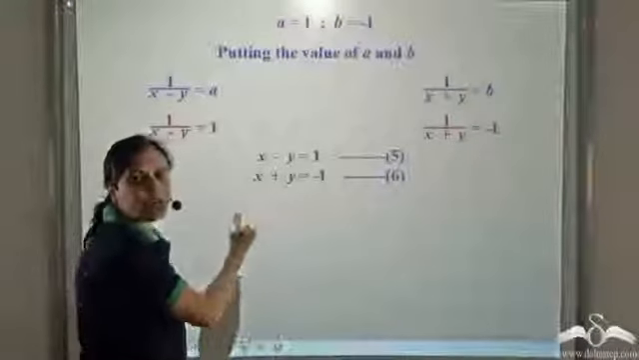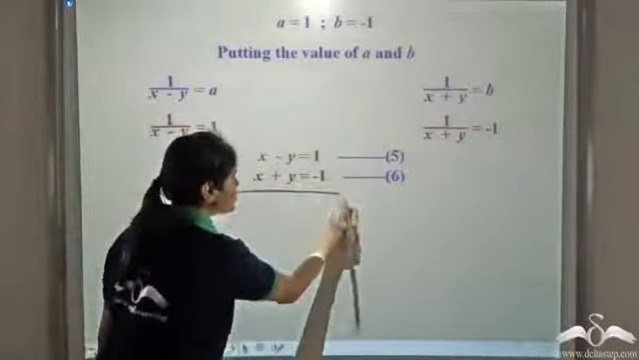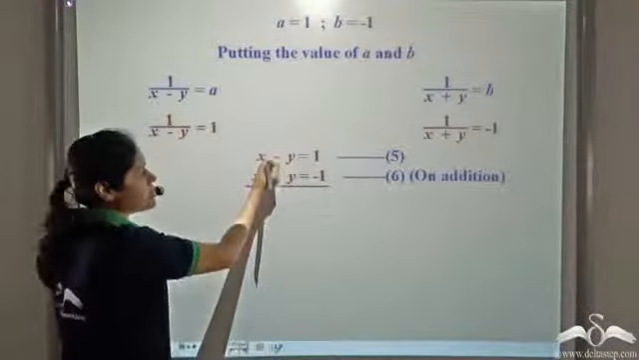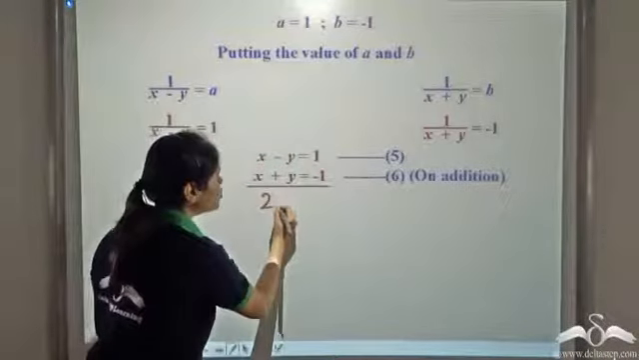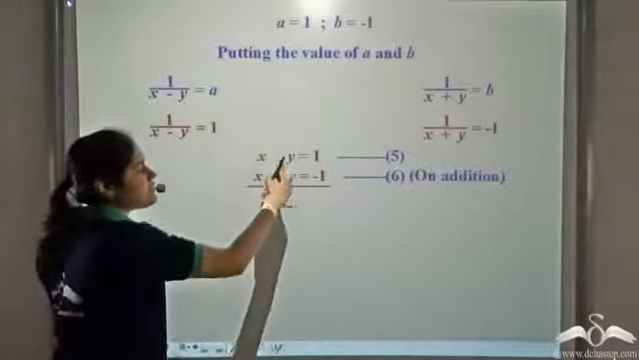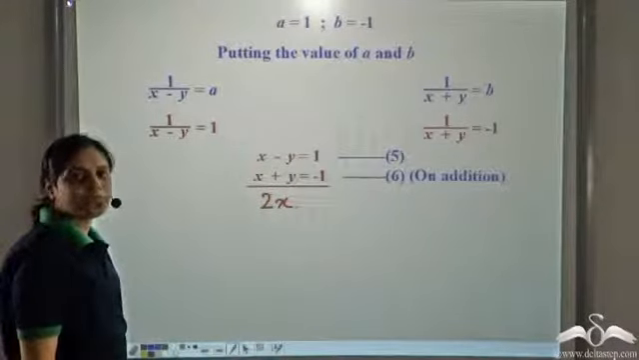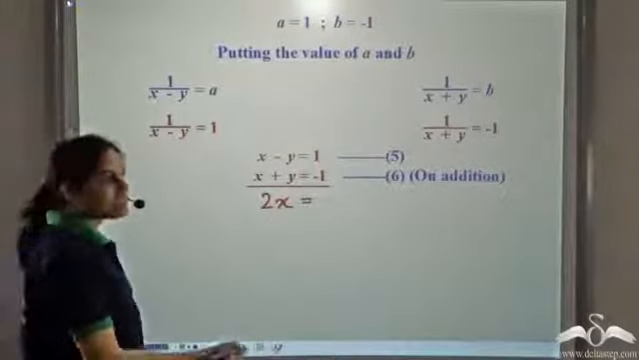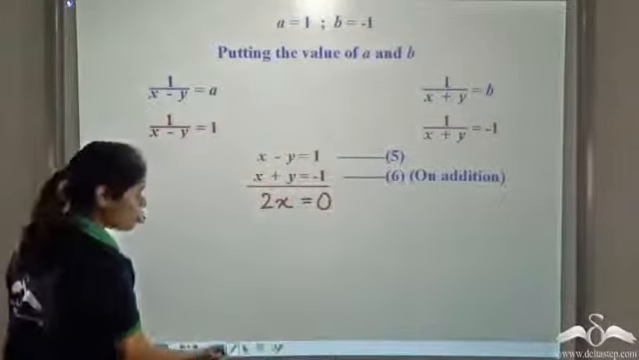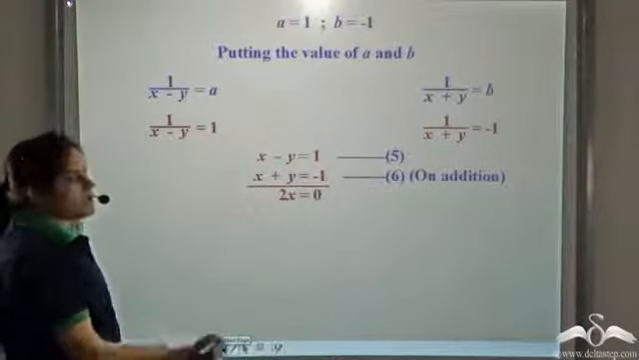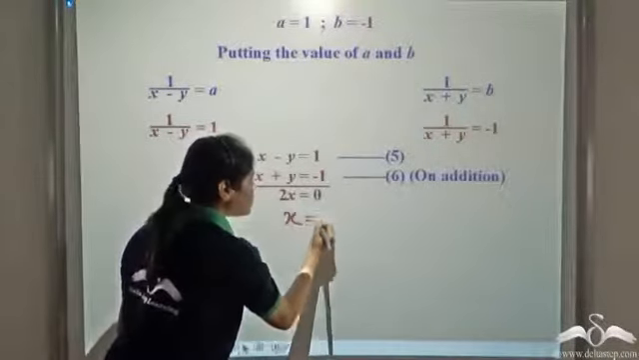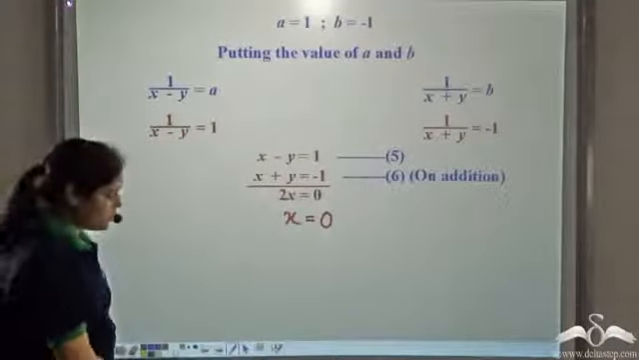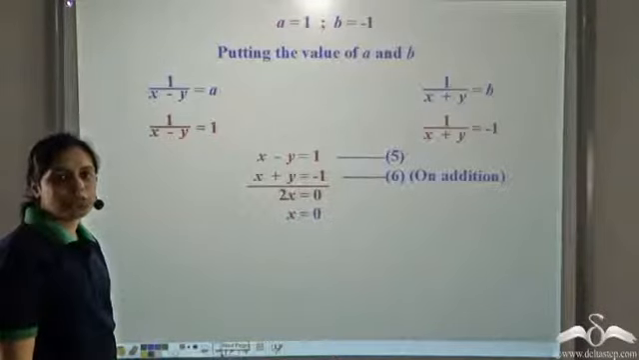Now we can easily solve them. Let us add these two equations. So on adding these two equations, x plus x gives us 2x. Negative y plus y gives us 0 is equal to 1 minus 1 gives us 0. So we get 2x is equal to 0. If 2x is 0, x would be 0 because x is 0 by 2, that is 0. So we have x is equal to 0.